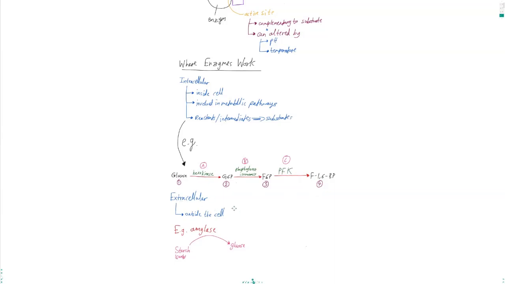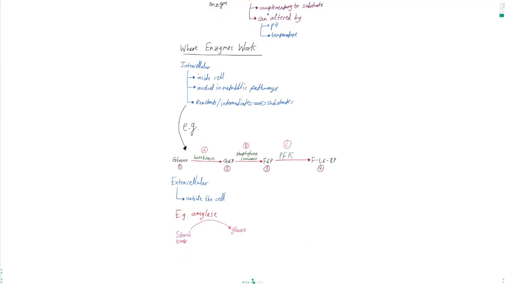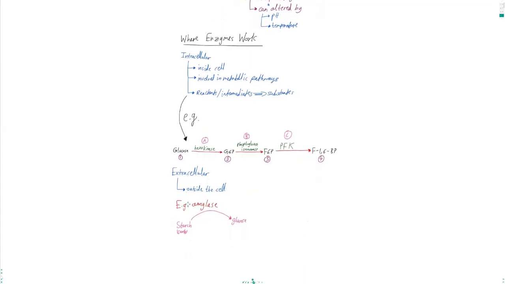I then talked about extracellular enzymes, and those ones are outside the cell, so they work outside of the cell. So for example, amylase breaks down starch or carbohydrates into glucose.